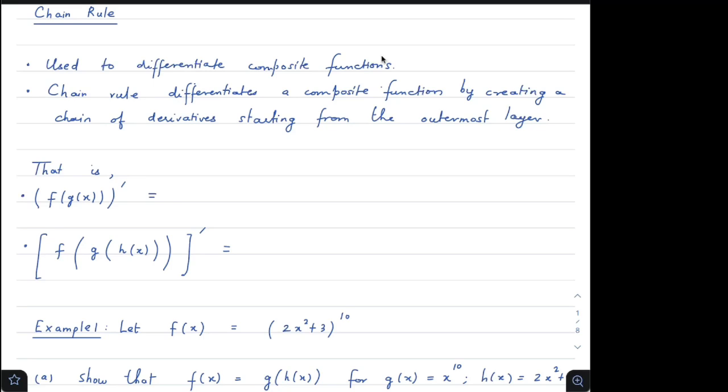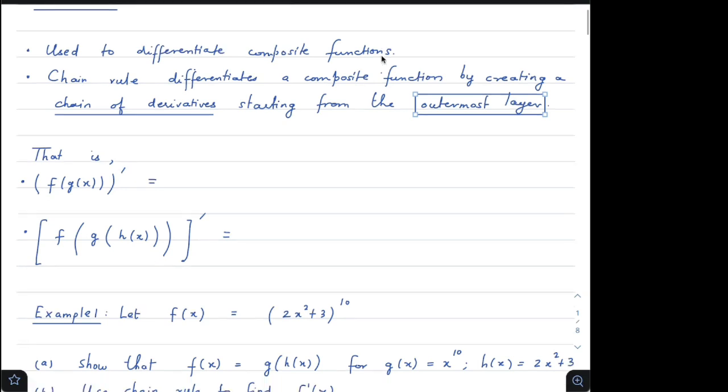Hello everyone, we are going to talk about the chain rule of differentiation now. The chain rule is used to differentiate composite functions. It differentiates a composite function by creating a chain of derivatives starting from the outermost layer. Now, what does that mean?